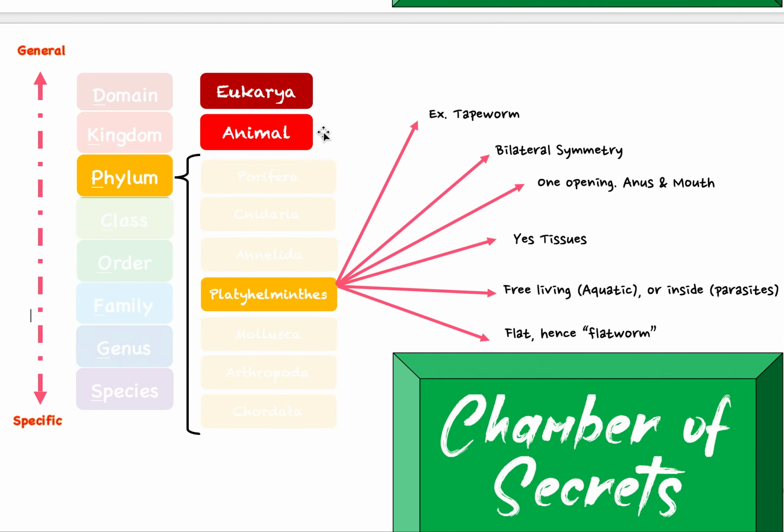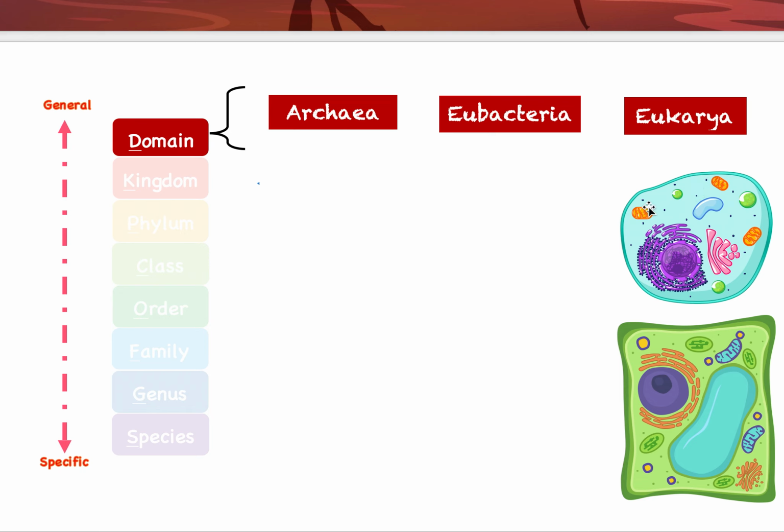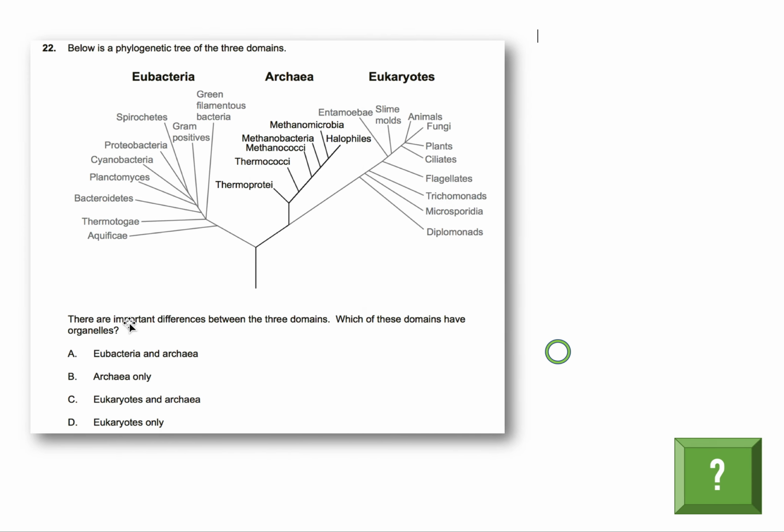Let me try and find this here. So think about this, right? We can classify them under domain. So these 3 eukaryotic cells are like plants and animals and fungi and more, and they have organelles like a nucleus, like a mitochondria. Same with the plant cell here, you can see. Whereas these 2 simply look like this. They have no membrane enclosed organelles, they simply have their DNA, and that's about it. So that's one key difference. So which would be the answer? Which of these domains have organelles? It's going to be eukaryotes only. So it's going to be D.